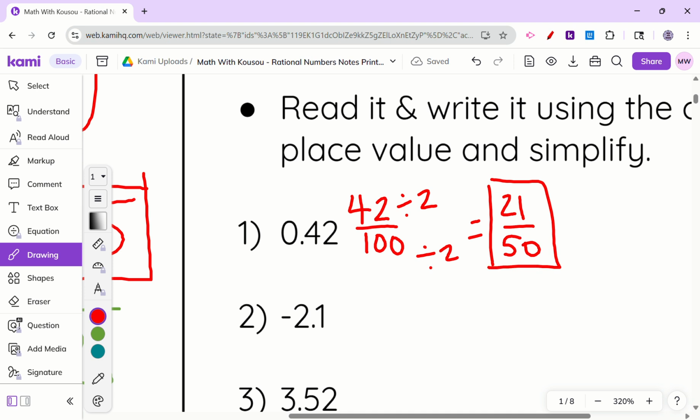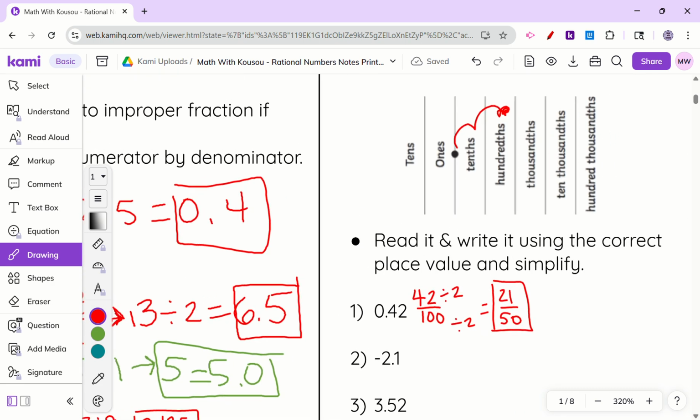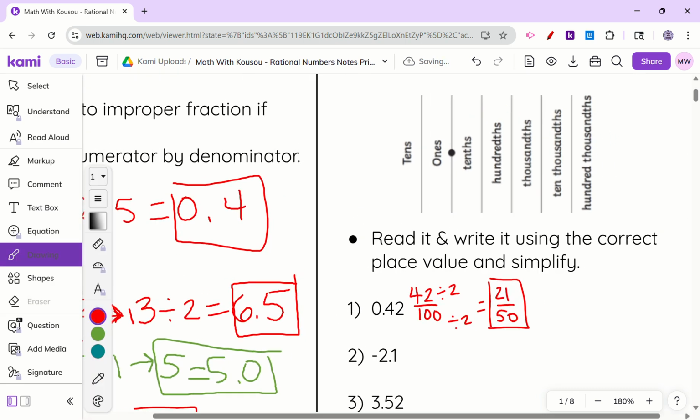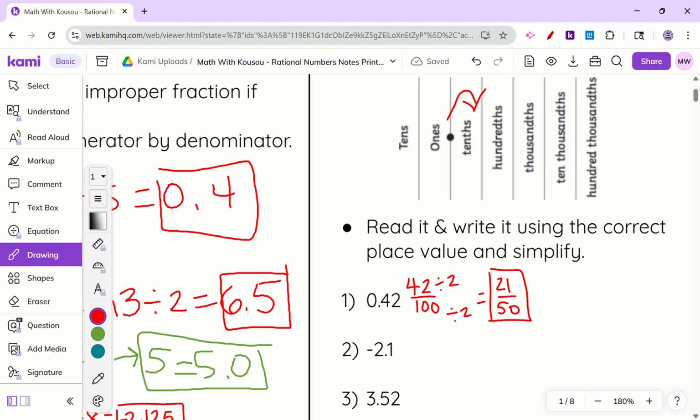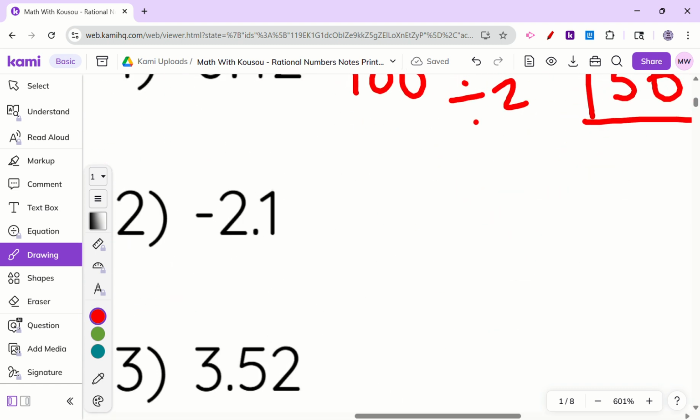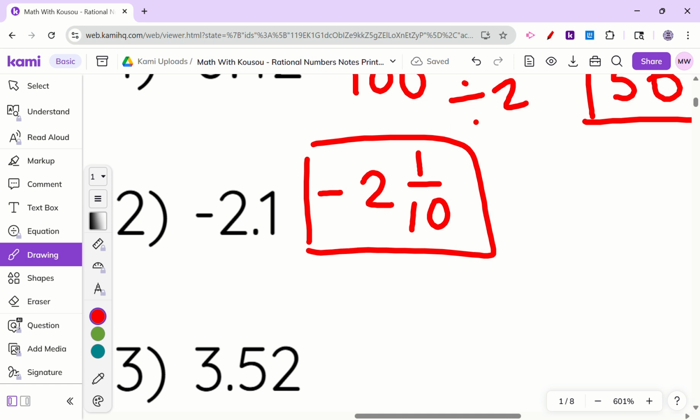All right, for number 2, we have negative 2.1. This is one place past the decimal. So one place past the decimal would be here. That's the tenths. So we have negative 2 and 1/10. That's how you read this using proper place value. Negative 2.1 is negative 2 and 1/10.